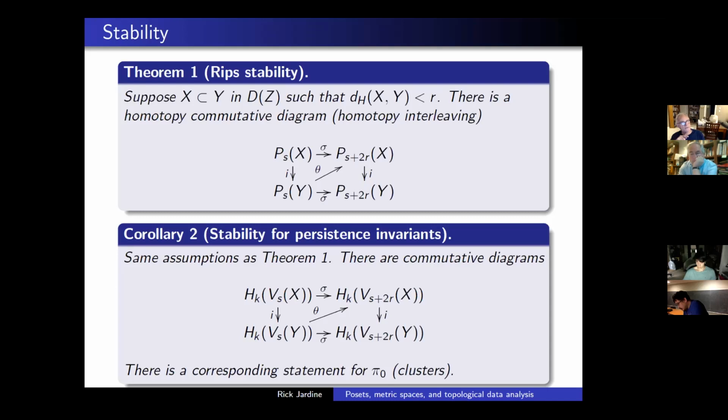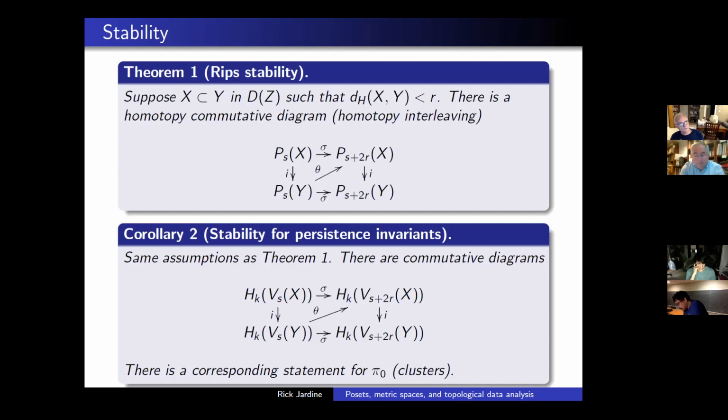You'll always see me use sigma for the map from PS of X to PT of X if S is less than or equal to T. It's usually called a shift these days, and it always seems like a suspension to me. I can't answer why. Anyway, so there's this Rips stability theorem, which is kind of the big theorem of the last 10 years, the big theoretical theorem of the last 10 years in topological data analysis. And that's because it's true on the homotopy level.